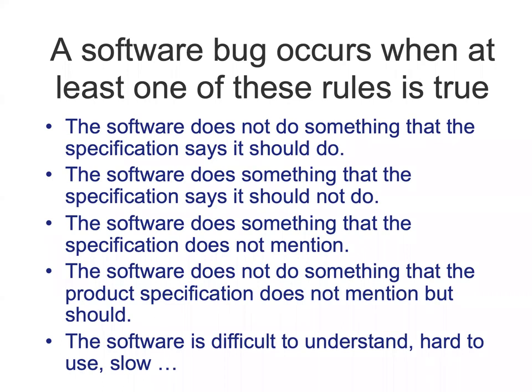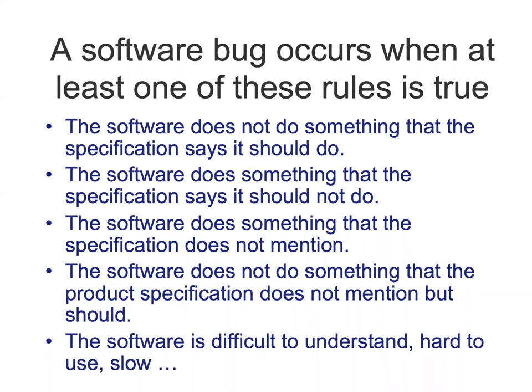The software does something that the specification says it should not do. Okay, so this is just the opposite of what I said earlier. And it comes down to the specification, if it's there or not. If it doesn't mention it and it's there, then it's a problem. If it does mention it and it's not there, then it's still a bug. The software does something that the specification does not mention. Again, these three are pretty much hand in hand. So we'll go to the next one.